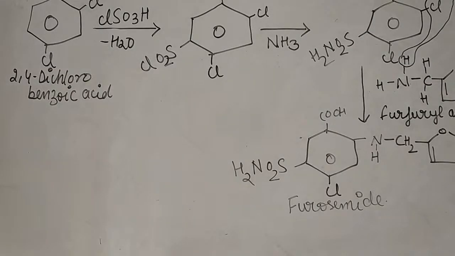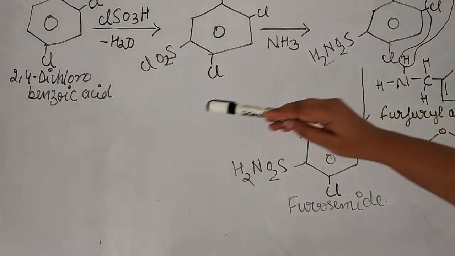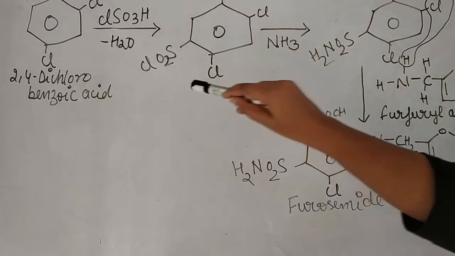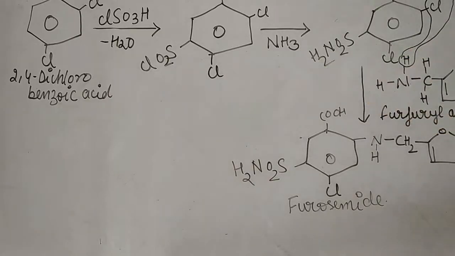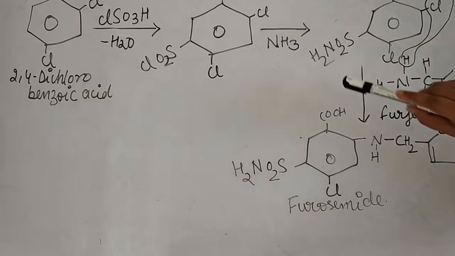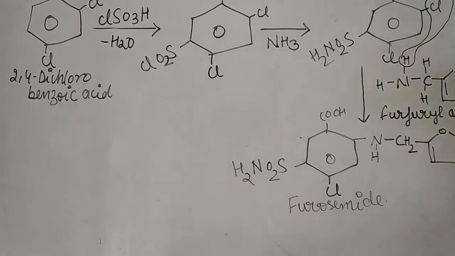Here you can see the synthesis of the high ceiling diuretic furosemide, in which 2,4-dichlorobenzoic acid reacts with chlorosulfonic acid and the elimination of 1 water molecule will take place. Then the amination process will take place and this SO2Cl will convert into SO2NH2. Then it reacts with furfuryl amine to give furosemide as a product. So this is the synthesis of high ceiling loop diuretics.